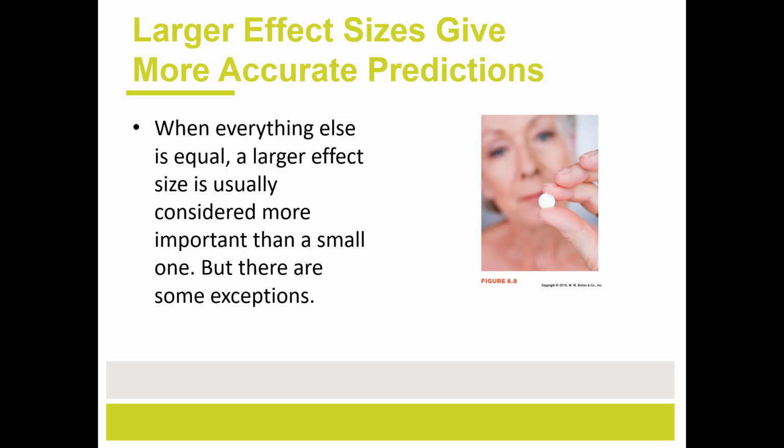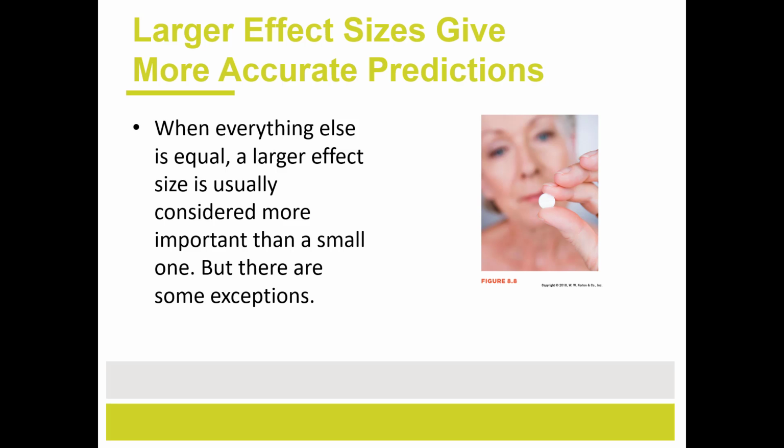Effect sizes can also indicate the importance of a result. A larger effect size is usually considered more important than a small one, when all else is equal. However, there are some exceptions. Depending on the context, even a small effect size can be important. For example, in a medical study on heart attacks and taking aspirin, a small r of 0.03 was considered extremely important because of the number of lives saved.